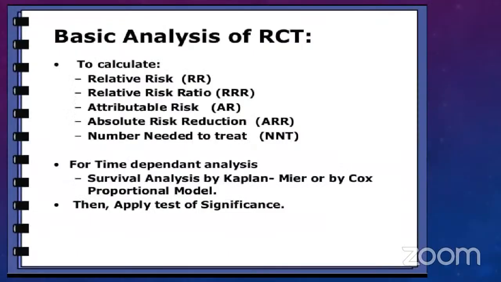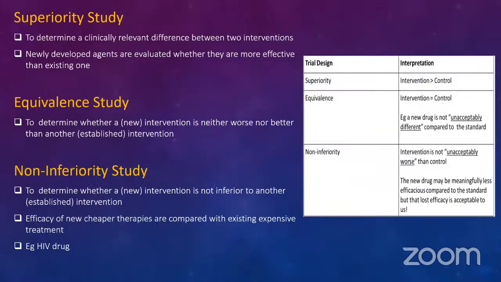So the basic analysis of an RCT: we get relative risk, attributable risk, absolute risk reduction, and number needed to treat. And the survival analysis also you can get from an RCT. Then we have superiority, equivalence, and non-inferiority studies. The superiority study is used to show that a new treatment has a better profile than the standard treatment. We use a superiority study when we are sure it is more effective.